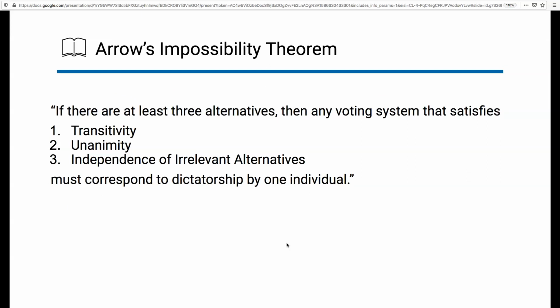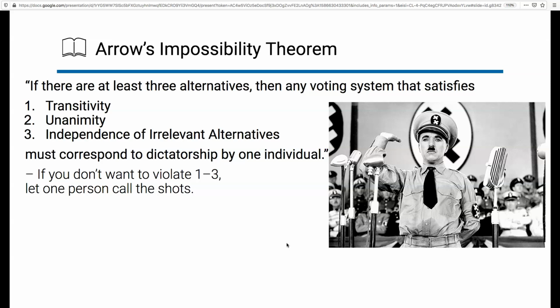So here's how it's formulated. If there are at least three alternatives, then any voting system that satisfies transitivity, unanimity, and independence of irrelevant alternatives must correspond to dictatorship by one individual. How to understand it? One way to understand it is as follows. If you don't want to violate the three conditions, just let one person call the shots.